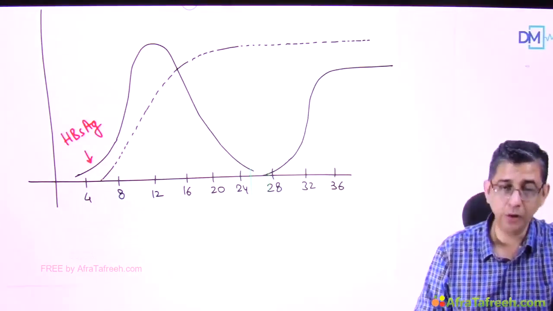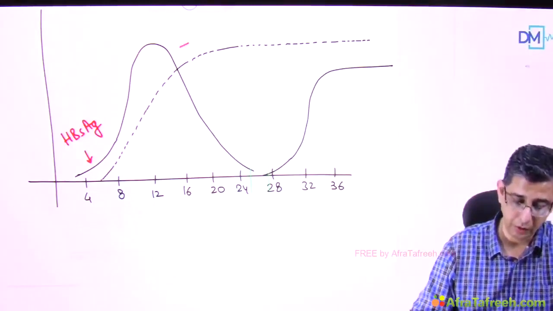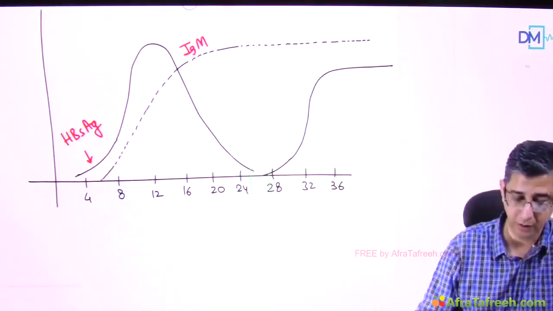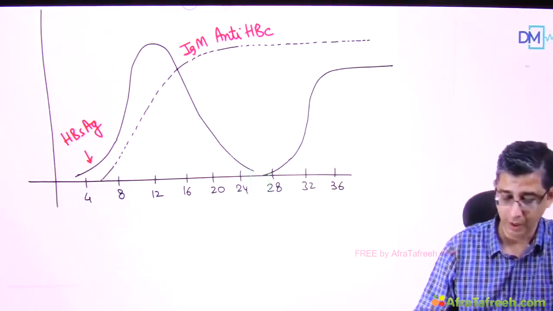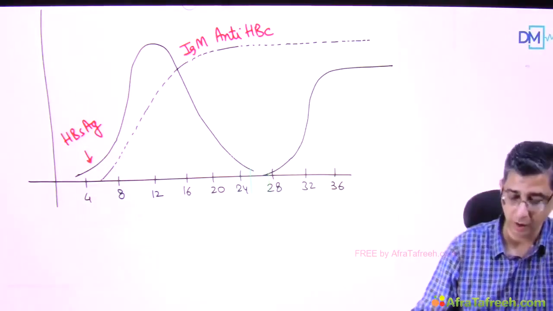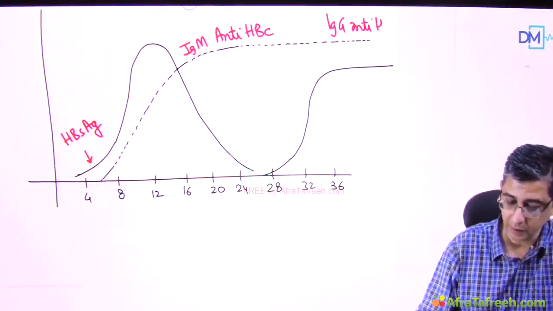The first antibody to appear would be the IgM class of antibody to the core antigen. So initially, this curve that is starting between the 4 to 8 week period is for the first antibody to appear, that is the IgM class of antibody to the core antigen, and gradually as time progresses, you see later on, it will be replaced by the IgG class of antibody to the core antigen.